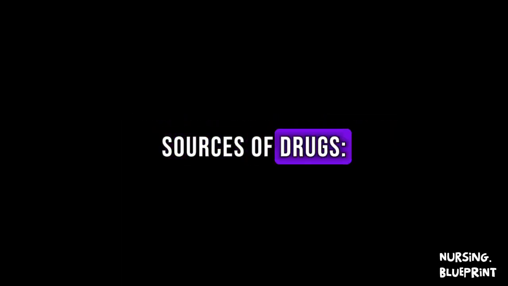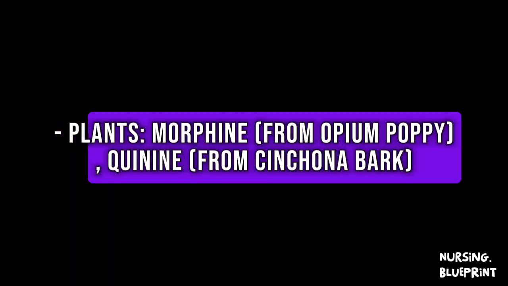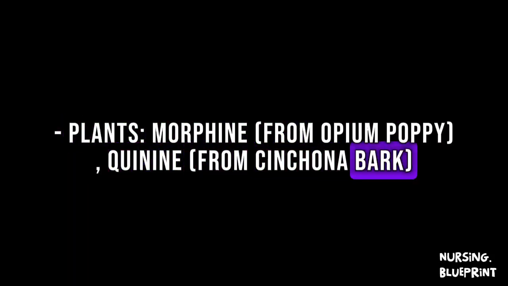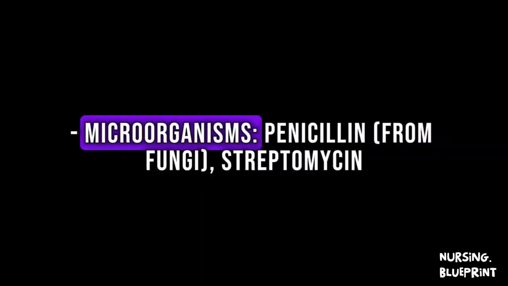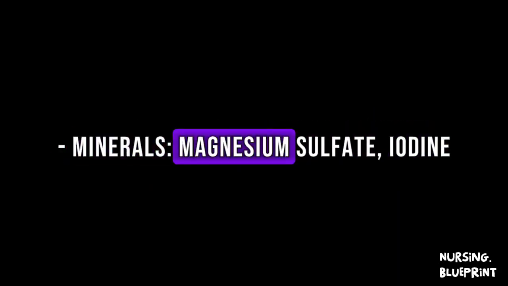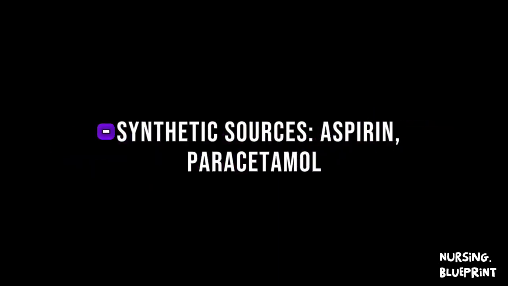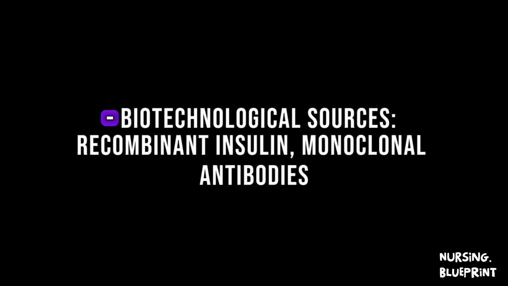Sources of drugs. Natural sources. Plants: morphine from opium poppy, quinine from cinchona bark. Animals: insulin from pancreas, thyroxine. Microorganisms: penicillin from fungi, streptomycin. Minerals: magnesium sulfate, iodine. Synthetic sources: aspirin, paracetamol. Semi-synthetic: heroin from morphine. Biotechnological sources: recombinant insulin, monoclonal antibodies.